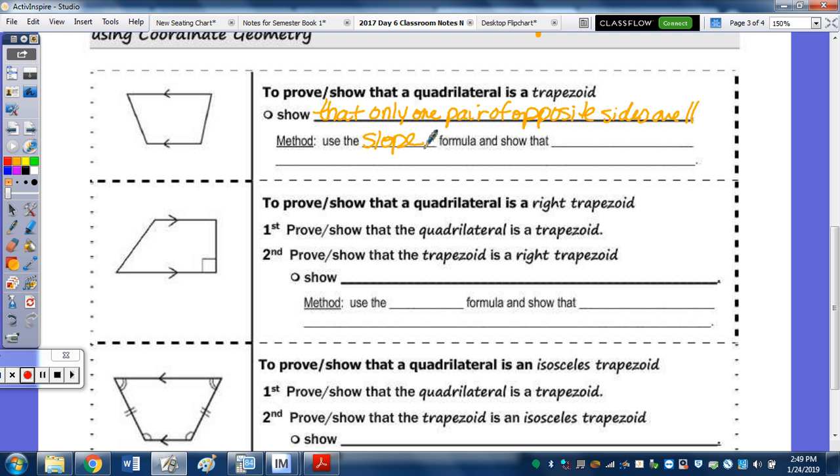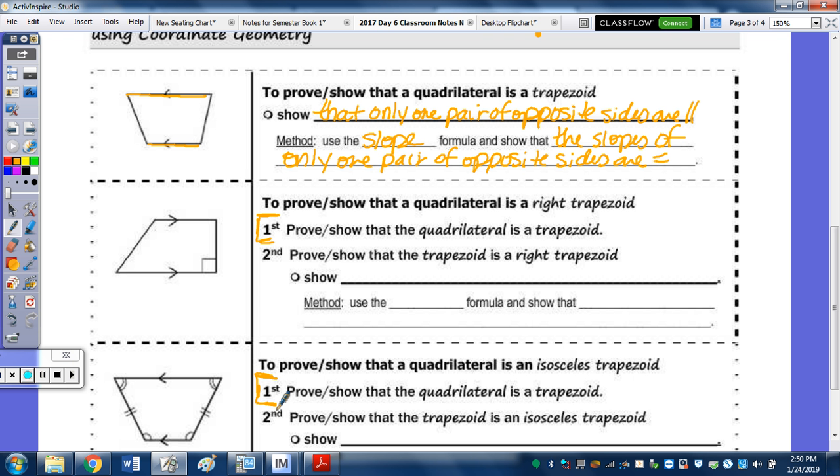And are you trying to show that your slopes are equivalent or negative reciprocals? Equivalent. So we want to show that the slopes of only one pair of opposite sides are equal. Okay, so just the fact that we have one pair of opposite sides parallel is enough to show. Now, notice if you want to show it's a right trapezoid and isosceles, you first have to prove it's a trapezoid.